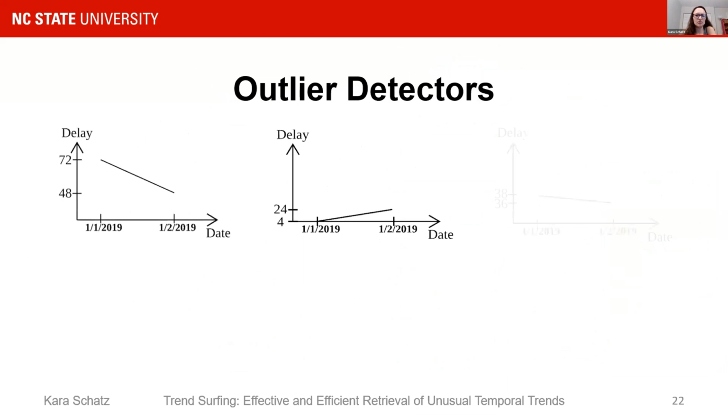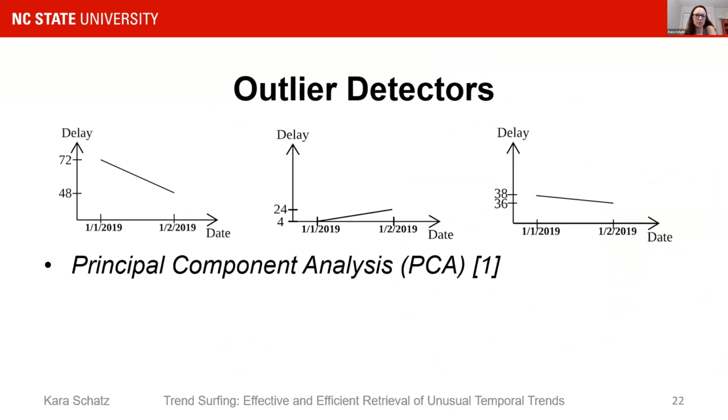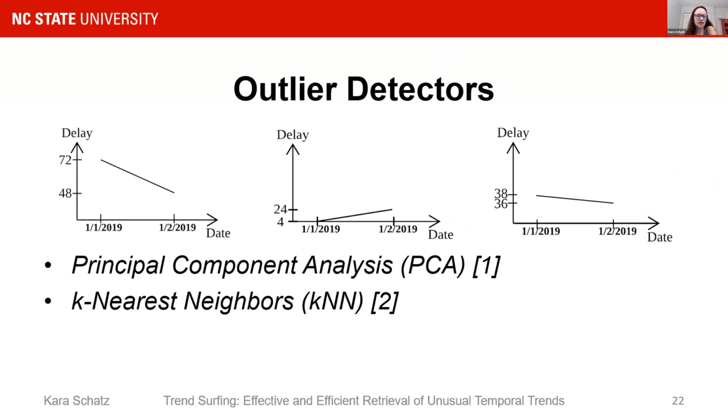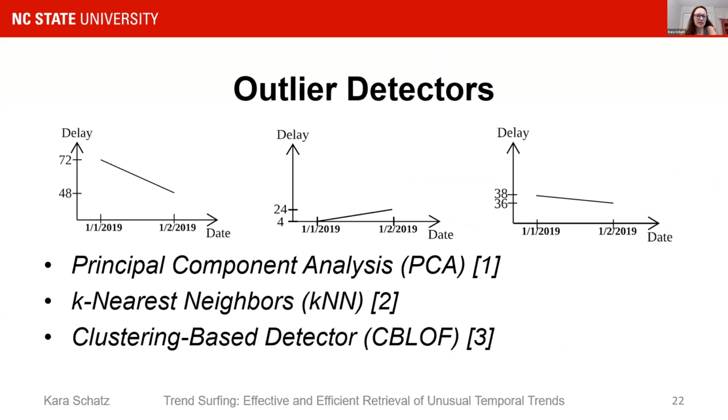Outlier detectors can be used to rank the temporal trends from the search space from most unusual to least unusual. Some popular existing outlier detectors include principal component analysis, or PCA, k-nearest neighbors, or KNN, and the clustering-based detector, or CBLOF.